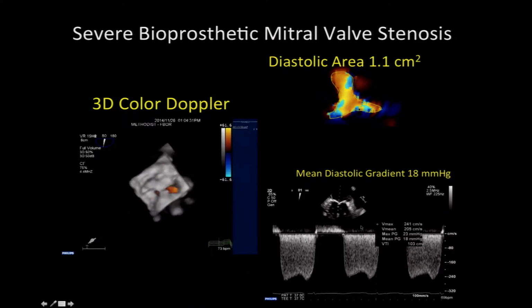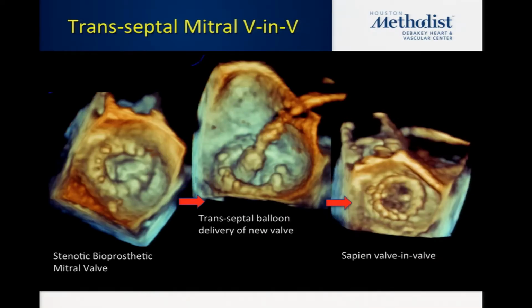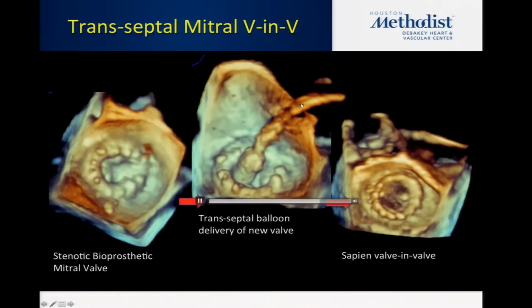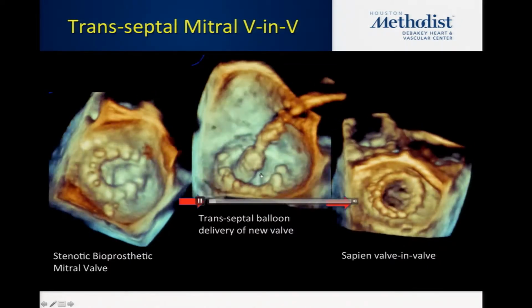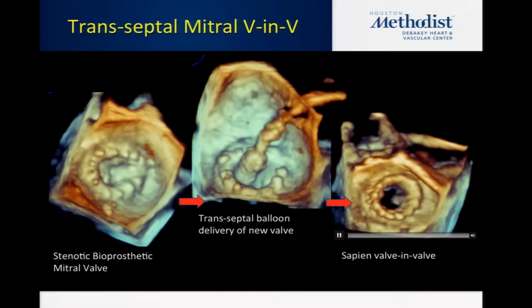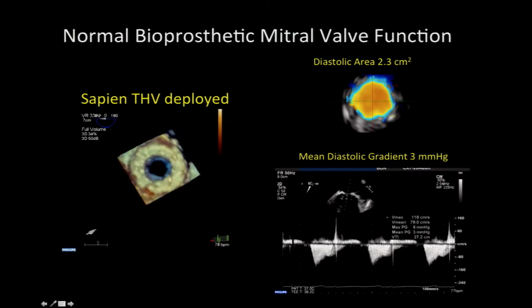Mean gradient of 18. So when we first started doing this, it was a transapical approach. Now, in the last probably year, we have transitioned to transeptal approach. And then, one slide, this is basically what the procedure looks like. Before, transeptal deployment, typically of a Sapien inside the device, and then a final result. And then even though you have the concentric valve inside a valve, the flow parameters can be excellent. So this is now a Sapien inside a bioprosthetic valve, 2.3 centimeter flow area and a mean gradient of 3.